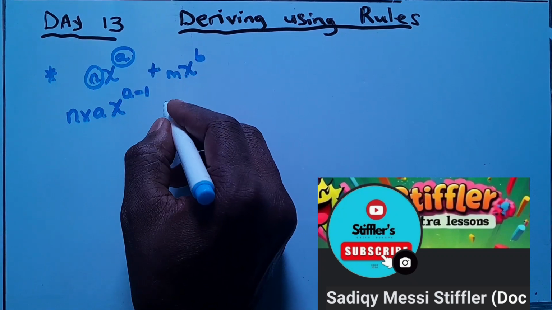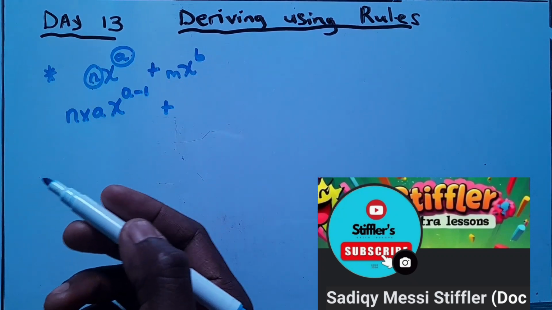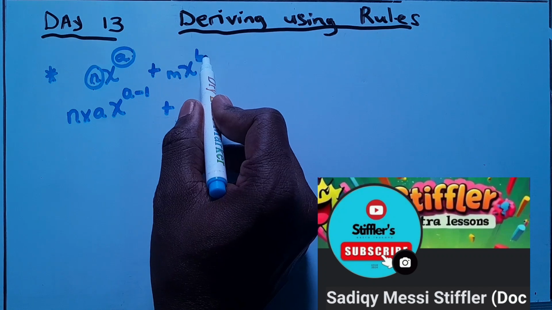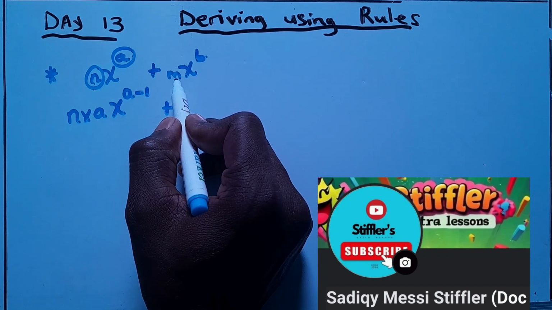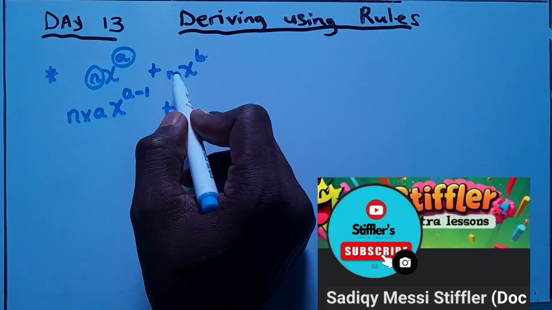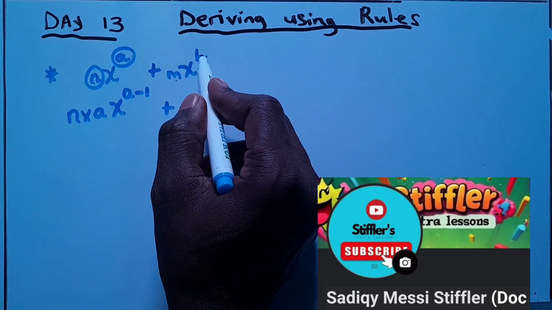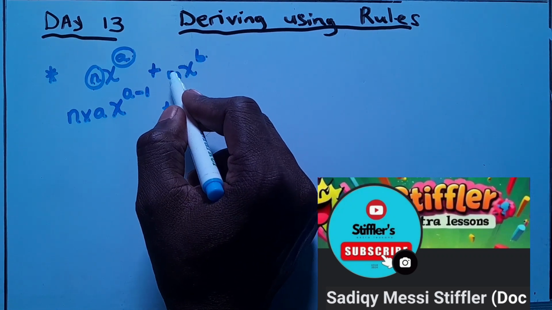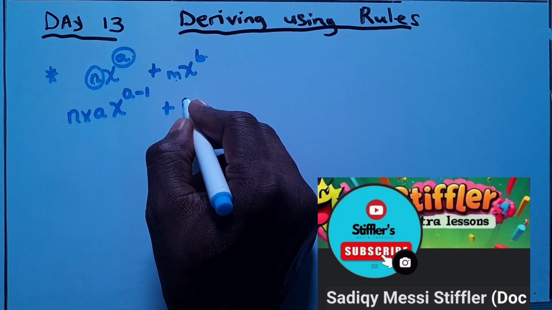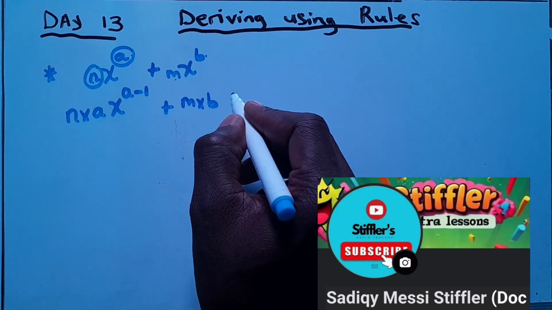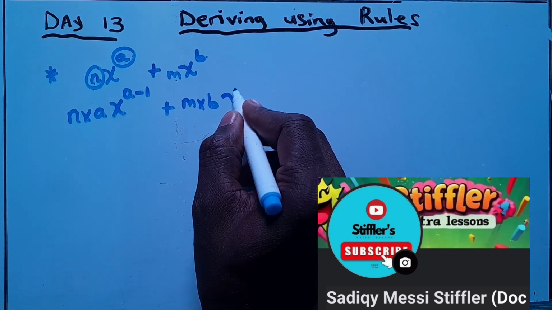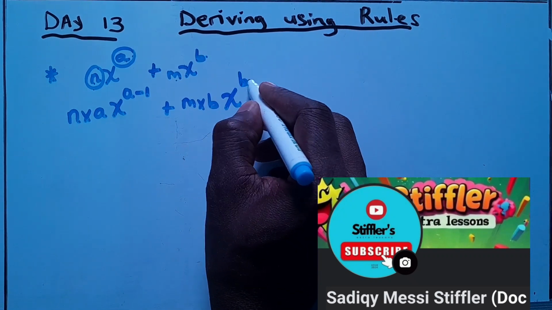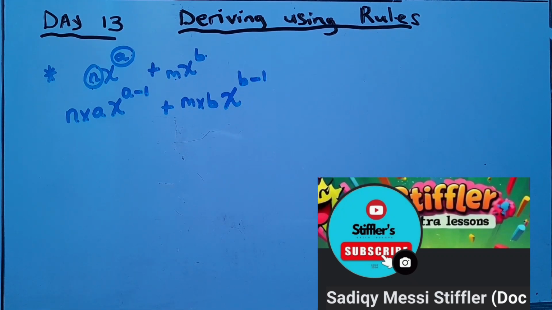Then we go to the second one and apply the same thing again. We multiply the exponent by the coefficient, so this will be m multiplied by b, then we have our variable, and on the exponent we subtract 1. So this is the rule that we're going to apply to derive using the rules. Let's just take it right away.